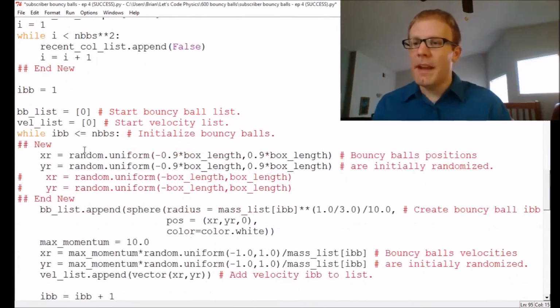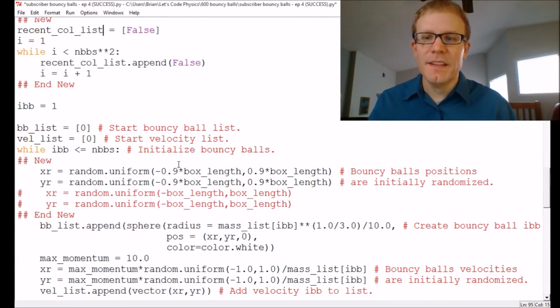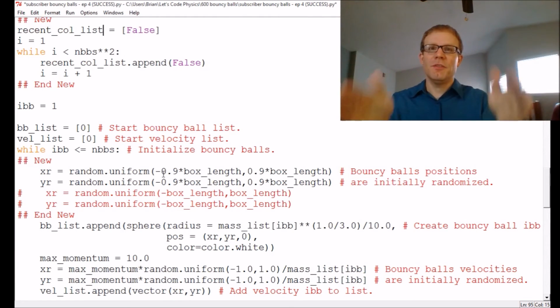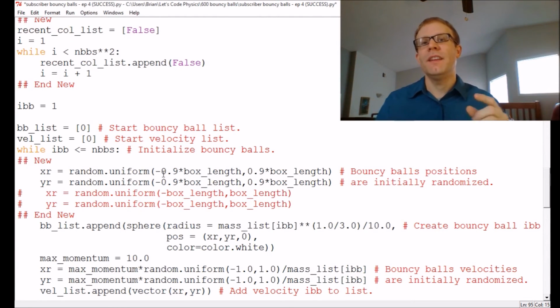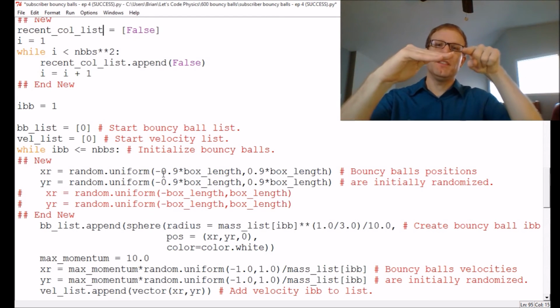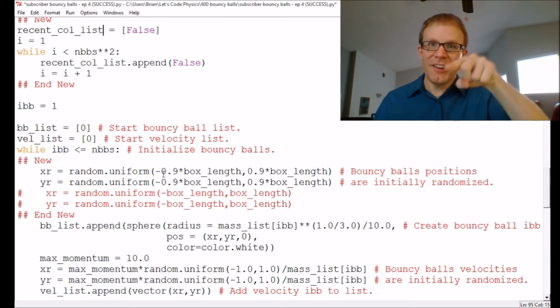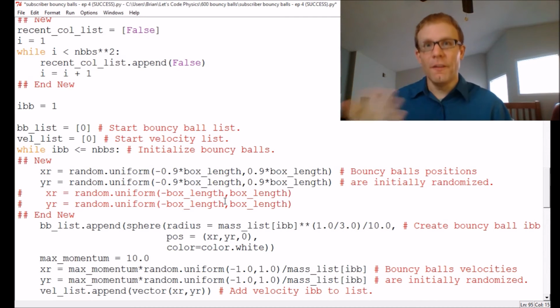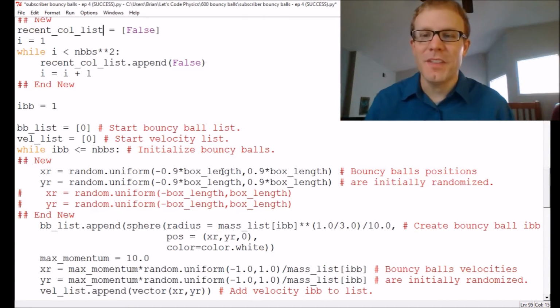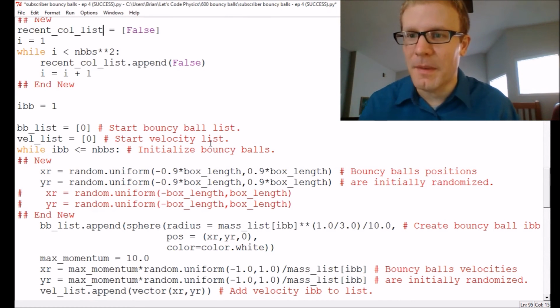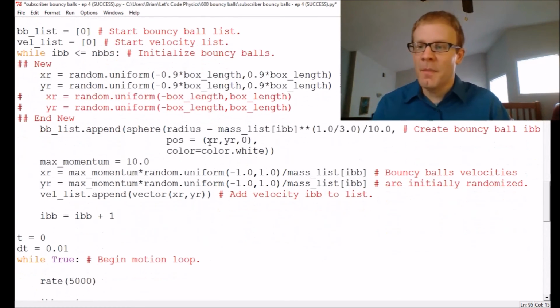I also made a little change here to the randomization of the initial positions. I've now made it to where they can be anywhere within a 90% range of the box length. The reason for that is you might have noticed a few times if a bouncy ball started near the wall, it would kind of wiggle back and forth. That's because it's stuck interacting with the wall there. This avoids that because it keeps them away from the edges of the box. So that makes that a little bit easier.